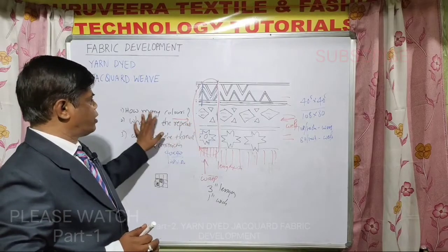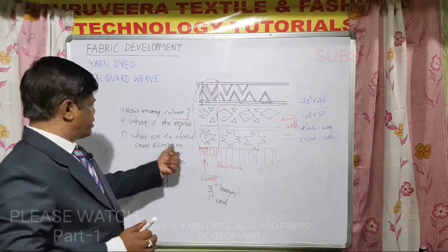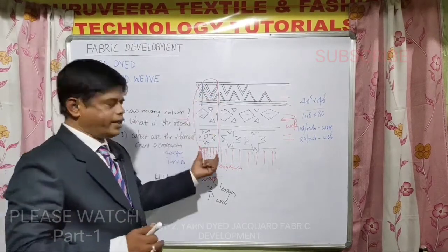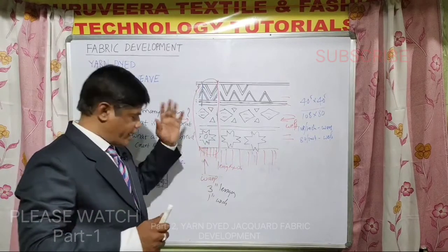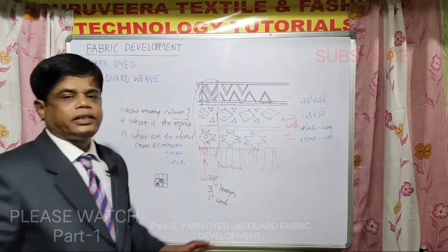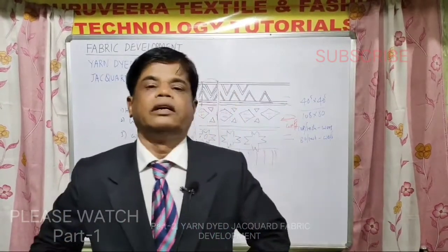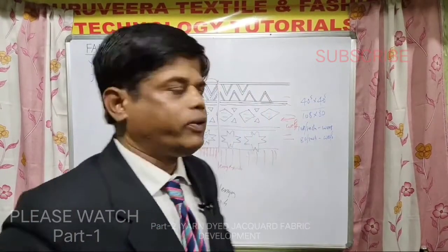Now, do you understand how many colors there are? Two colors are there. What are the threads? The count is 40, 40, 108, 80. The repeat is 3 inch, with 1 inch width. Based on this repeat, the Jacquard punching cards and the Jacquard needles' working are calculated.